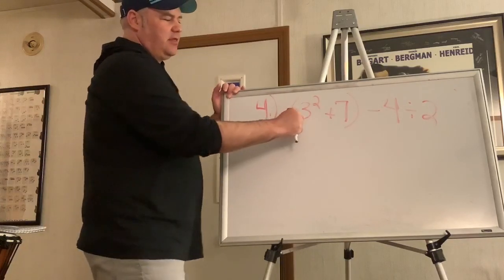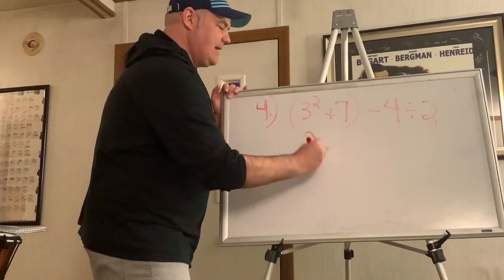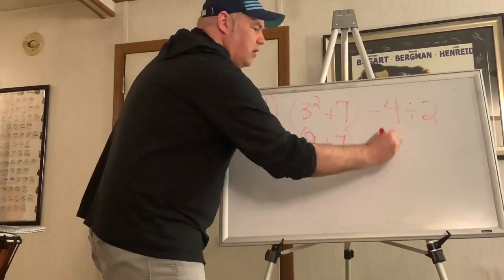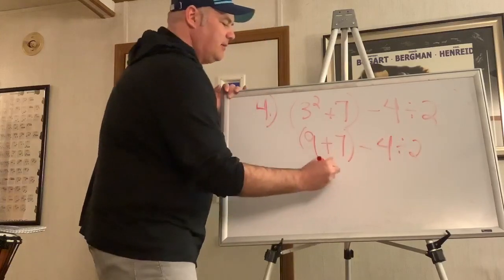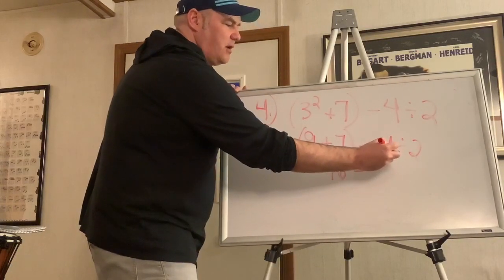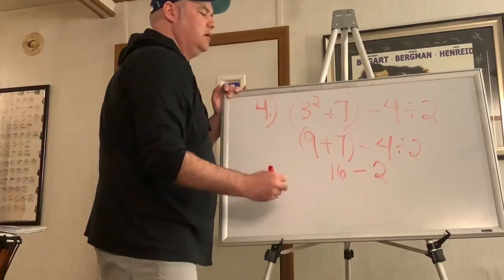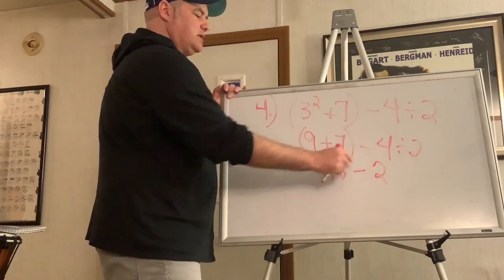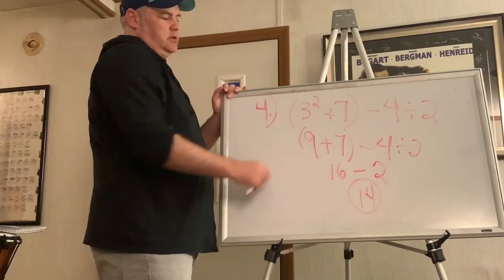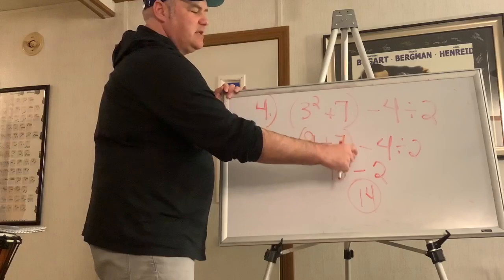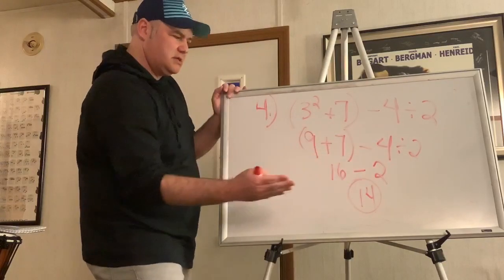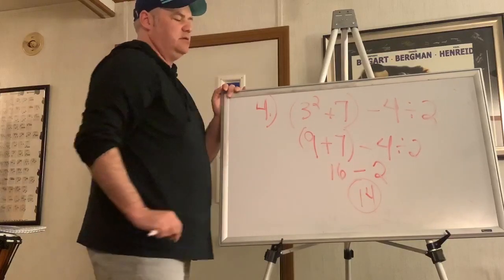But basically, 3 squared is 9 plus 7 minus 4 divided by 2. 9 plus 7 is 16. And then 16 minus, you're going to go ahead and do your division, is 2. 4 divided by 2 is 2. So 16 minus 2 is 14. Okay? So you did 16, even if you did 16 minus 4 divided by 2 and then did 16 minus 2, that's going step by step. 16 minus 2 is 14.